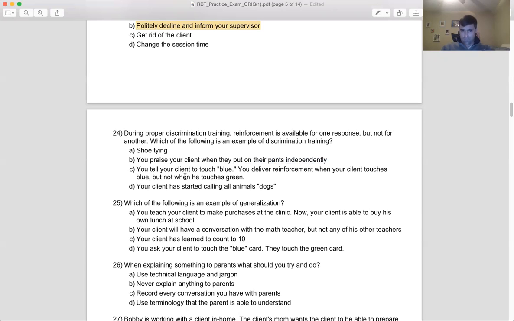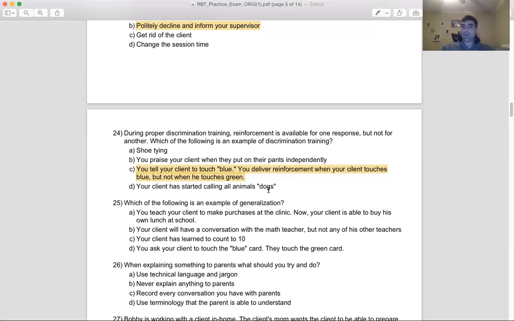That's out. C, you tell your client to touch blue. You deliver reinforcement when your client touches blue, but not when he touches green. This looks pretty good, right? This is exactly what discrimination training is. It's the best example of it. And we have two responses, touching blue versus touching green. You deliver reinforcement for one and not the other. So this is perfect. Let's read D.